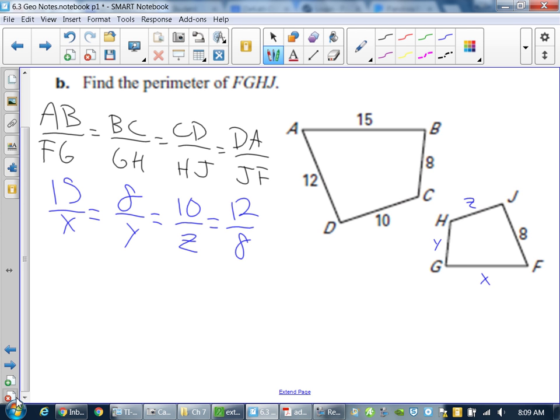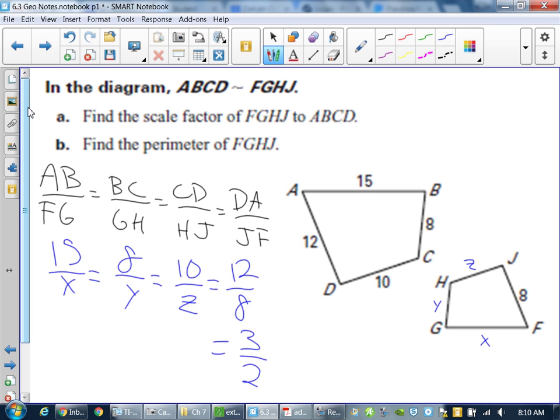So here I have a ratio of 12 over 8, which means what as a fraction? It's 3 over 2. So the scale factor going from left to right is 3 over 2, but it wanted you to write the scale factor going from right to left. So what would your answer be? 2/3. Very good.